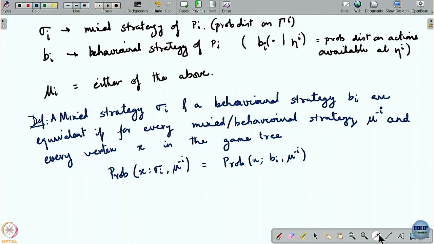So notice how strong this is, but this is what we need, otherwise we will end up having too many loopholes to fill, as I said. So we are saying that the two types of strategies, sigma_i and b_i, are equivalent if for everything that the others play, mixed or behavioral, encompassed into mu_minus_i, and for every vertex in the tree, these probabilities are the same. What is this probability? This is the probability that you reach vertex x when player i plays sigma_i and others play mu_minus_i, and this is the probability of reaching vertex x when player i plays b_i and others play mu_minus_i.